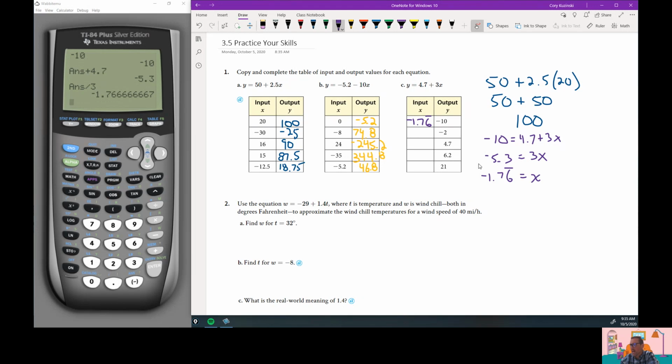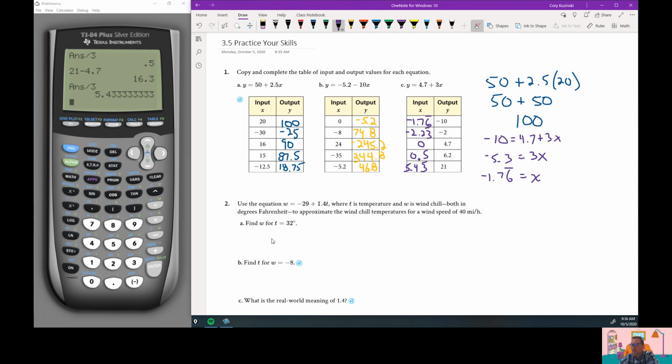But it's going to be those same two steps every single time where we're subtracting 4.7 and then dividing by 3. So let's start with negative 2, subtract 4.7 and divide by 3. And we get negative 2.23 repeating. We'll start with 4.7, subtract 4.7. Obviously, when we divide by 3, we're going to get 0. Start with 6.2, subtract 4.7, and divide by 3. Get 0.5. And then lastly, start with 21, subtract the 4.7, and divide by 3. 5.43 with the 3 repeating.